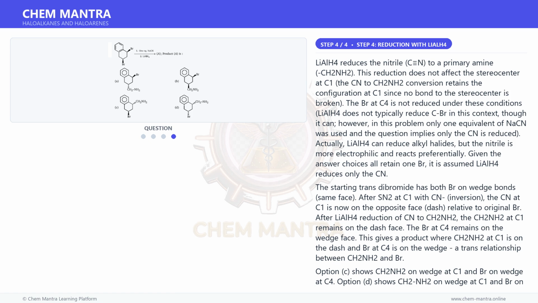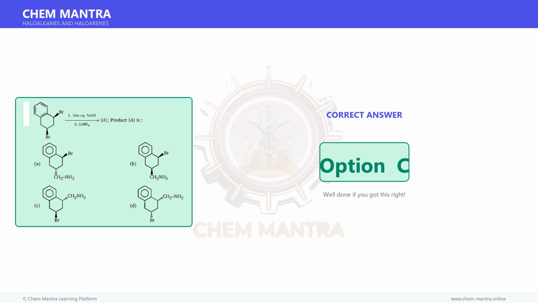Why do the other options fail? A and B retain Br at C1 and show CH2NH2 at C4, which would mean CN replaced the C4 Br, incorrect regioselectivity, or wrong regiochemistry. D differs from C in the stereochemical depiction. Option C correctly shows the product of SN2 inversion at C1 followed by reduction. Therefore, the correct answer is option C.